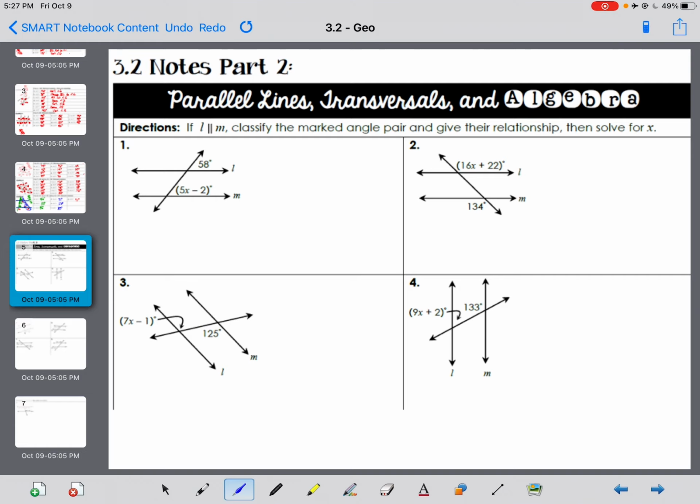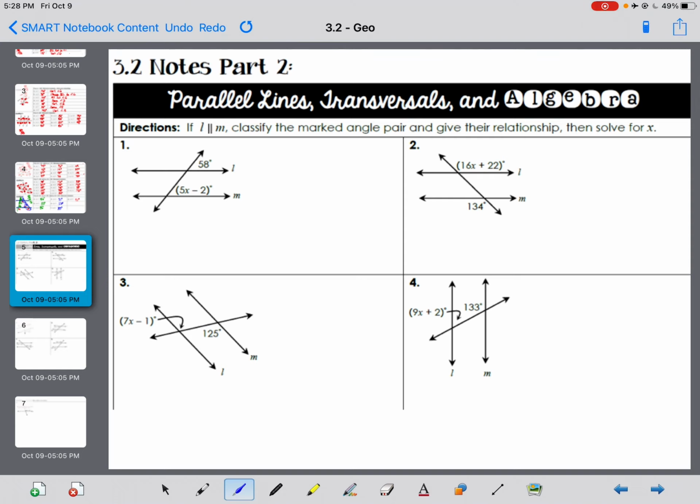So in the directions it says, if line L is parallel to line M, classify the marked angle pair and give their relationship, then solve for x. So how are they together? That's what we're looking for. So classifying the pair and giving their relationship and then solving for x.